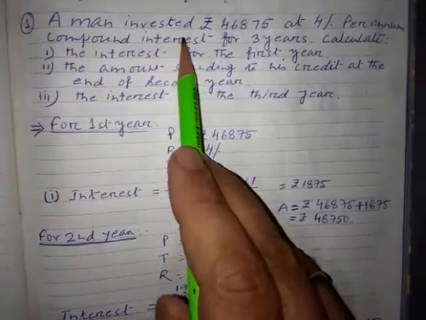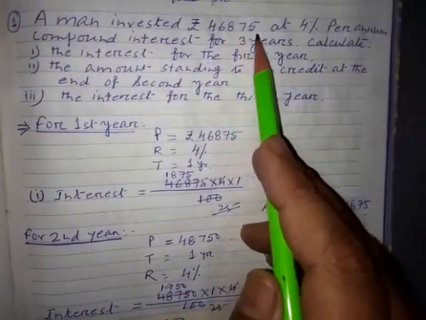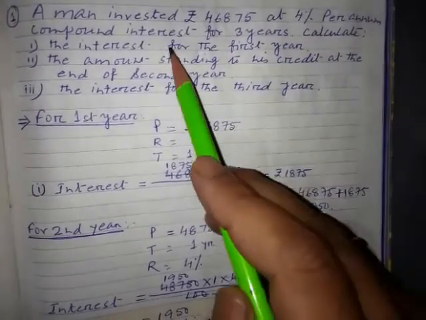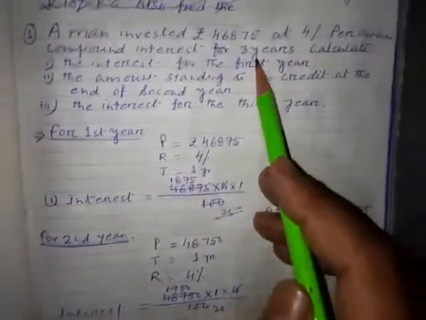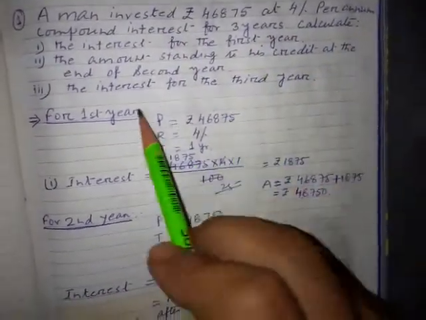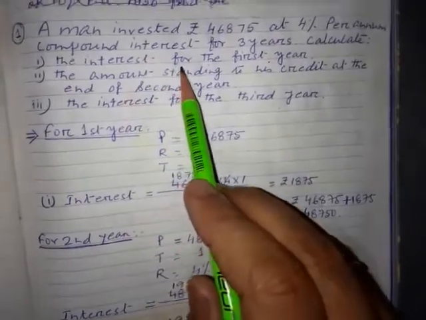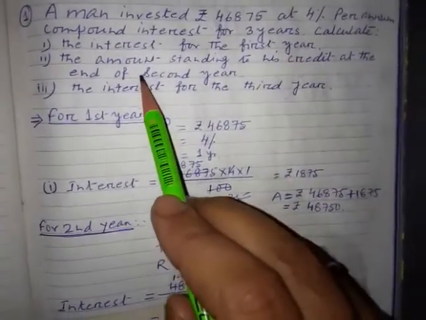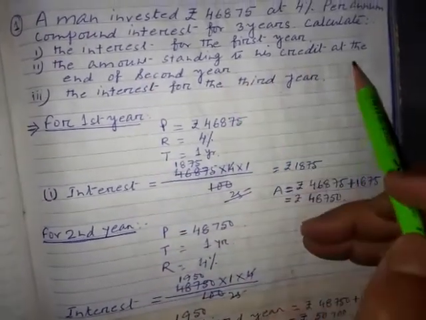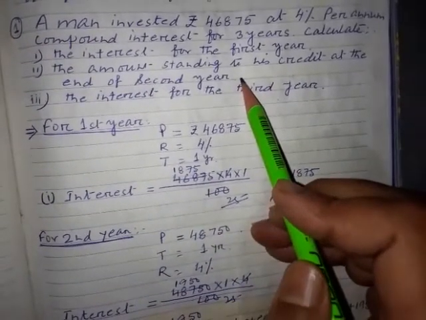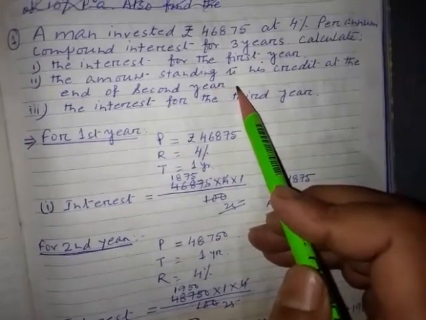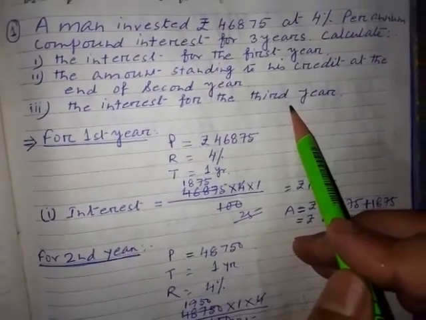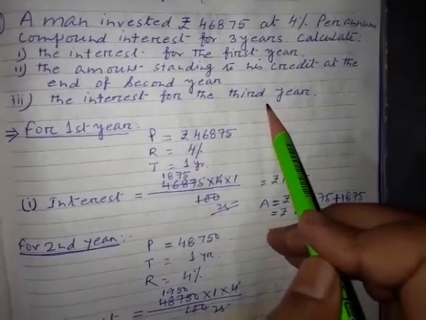A man invested rupees 46875 at 4% per annum compound interest for 3 years. Calculate, three questions are there. The interest for the first year, understand, only the interest for the first year; the amount standing to his credit at the end of the second year, that means what is the amount at the end of the second year; and the third question, the interest for the third year. In the third year, how much interest he is going to receive.